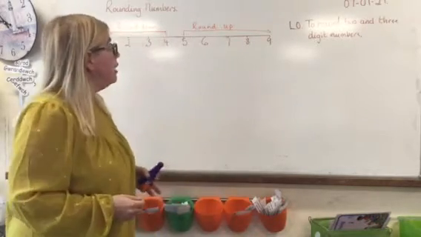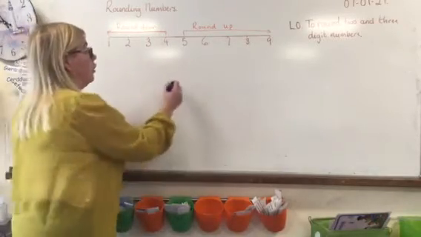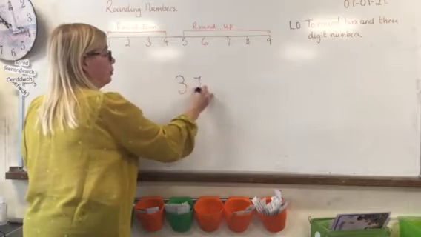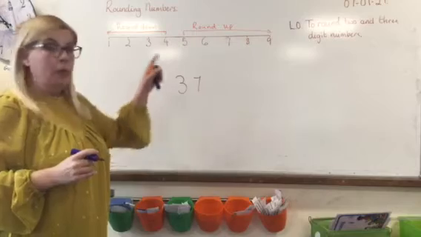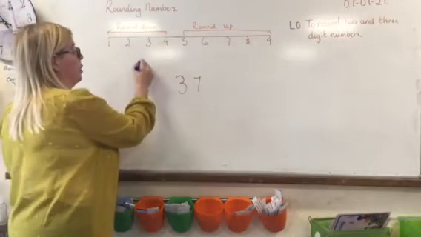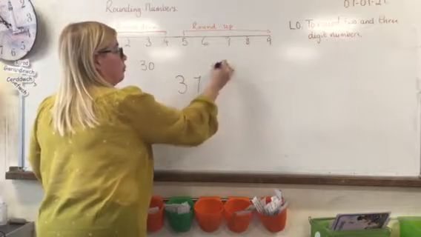Okay, so when we round numbers, for example, if we looked at 37, we need to round that number to the nearest whole number. And the whole number either side of 37 would either be 30 or it would be 40.